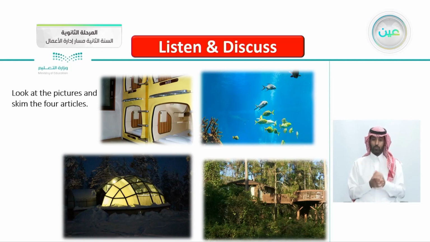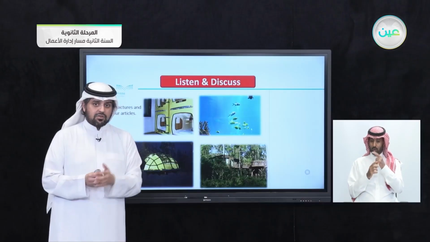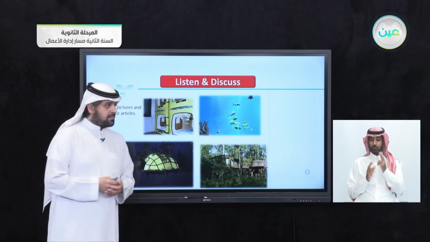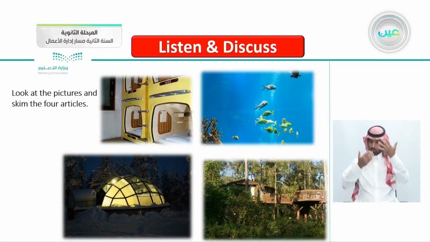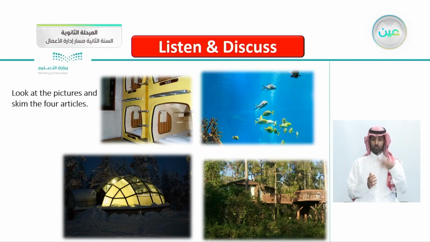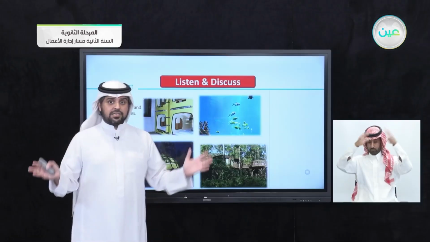The first one here, yes, it's a picture of capsule hotels, which is a small compartment where you just sleep. And the second picture here, yes, it's a hotel under the sea where you can see the fishes swim. And the third one, yes, it's a hotel of a glass igloo. And the fourth one, it's like a hotel within the trees. It's like a large tree house.